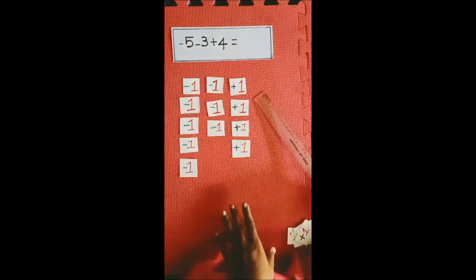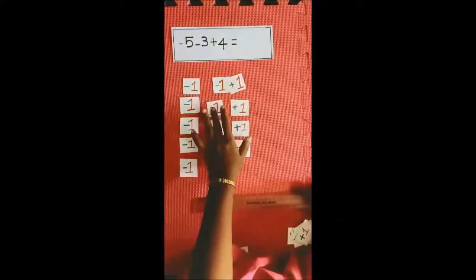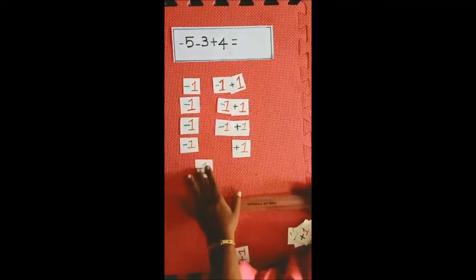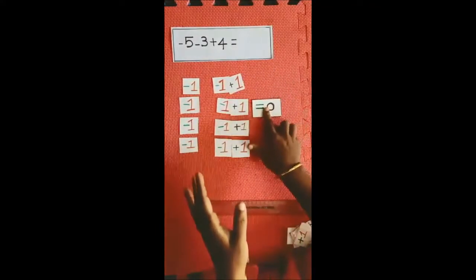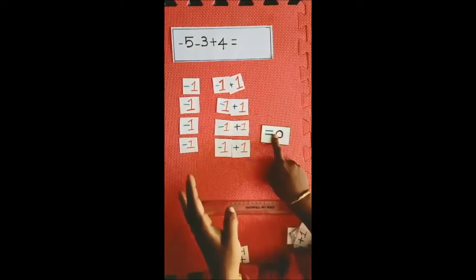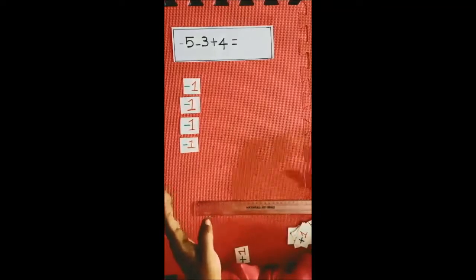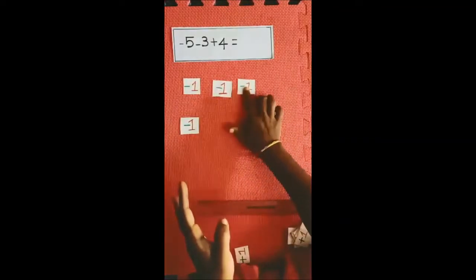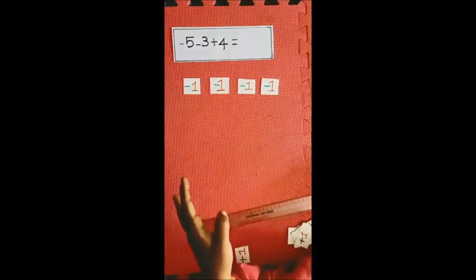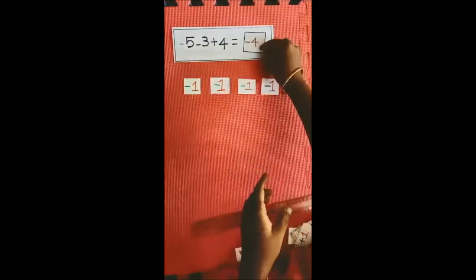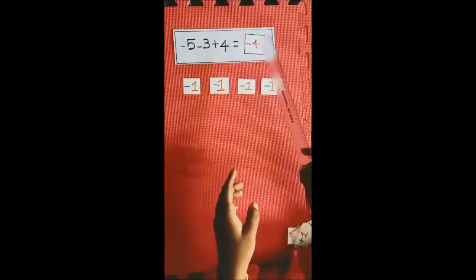Now how are we going to find the answer? By combining the minus 1s and plus 1s. Minus 1 plus 1 equal to 0. Minus 1 plus 1 equal to 0. This is also 0. This is also 0. So remove these minus 1s and plus 1s. How many cards remain? 1, 2, 3, 4 minus 1s. If you add these 4 minus 1s, you get minus 4. Thus minus 5 minus 3 plus 4 is equal to minus 4.